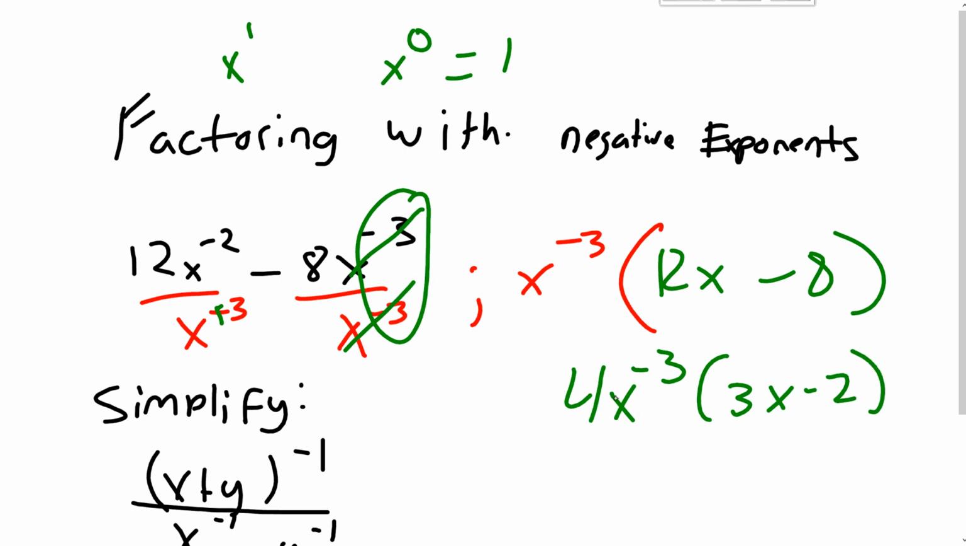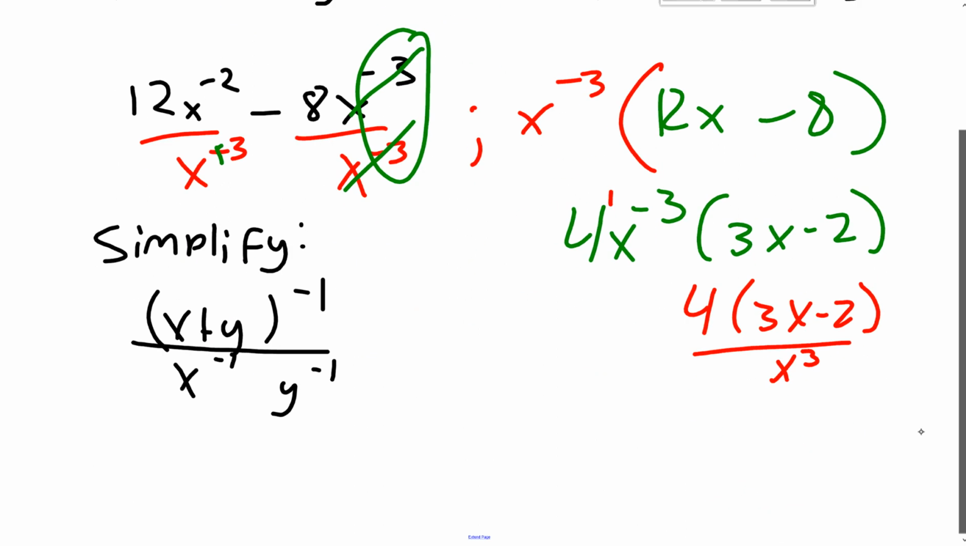And then I could simplify that. That's a negative exponent, so only the x is going to move because the 4 doesn't have a negative exponent. The exponent on the 4 is 1. So that would stay, and then just x cubed would go on the bottom. So only the thing with the negative exponent moves.